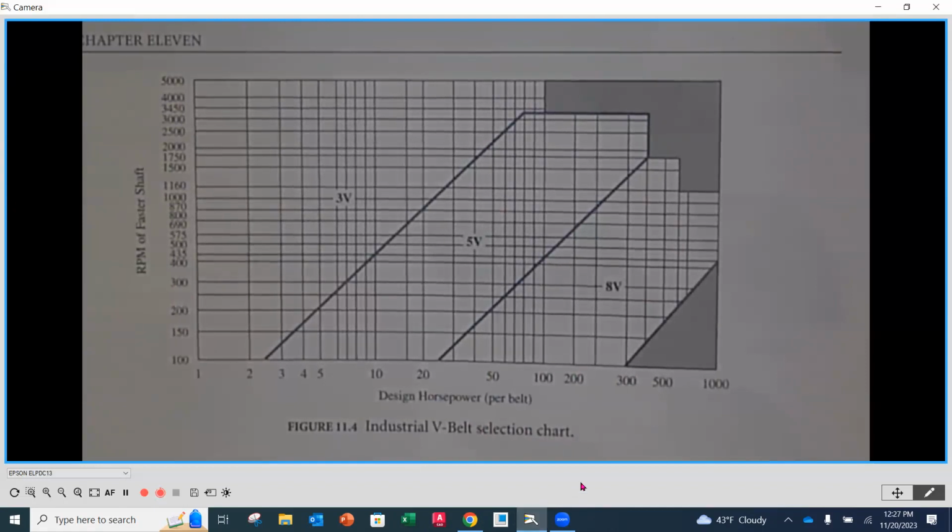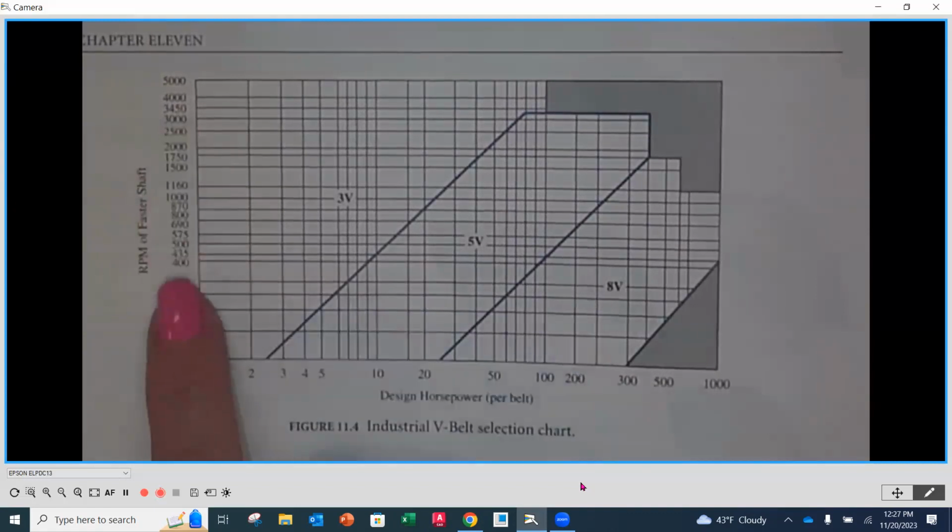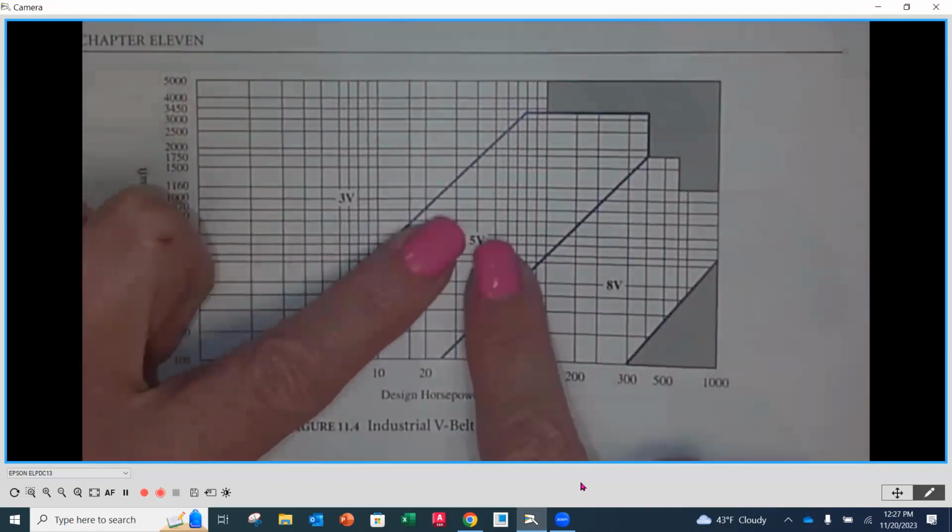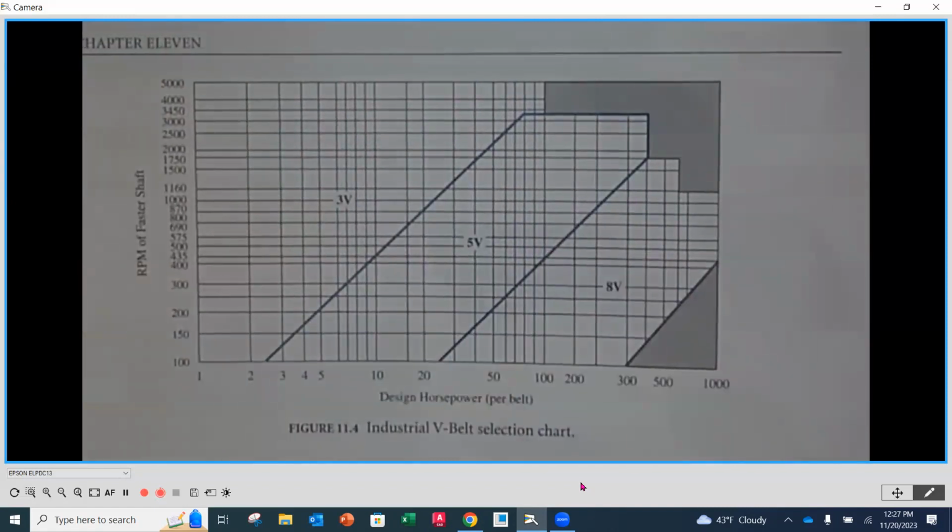Okay. Now, as we look here, we're going to line up our design horsepower with our RPM of our faster shaft, and where those two come together in whatever section, this is a good place to start with your design of your belt and what size we're actually going to go with.